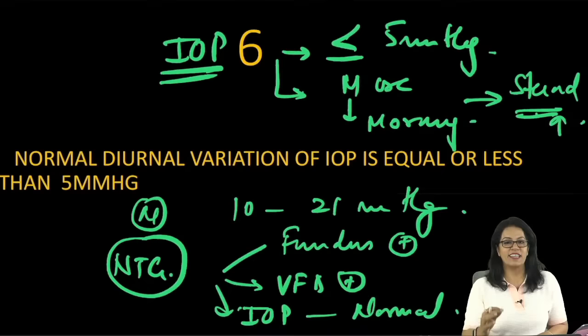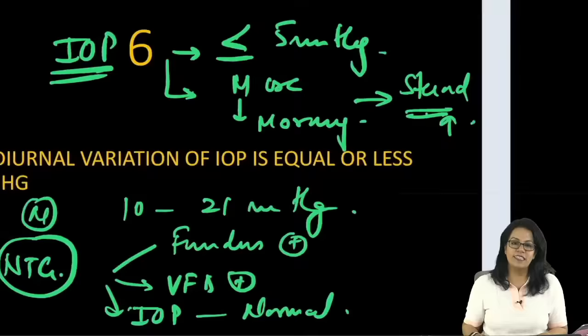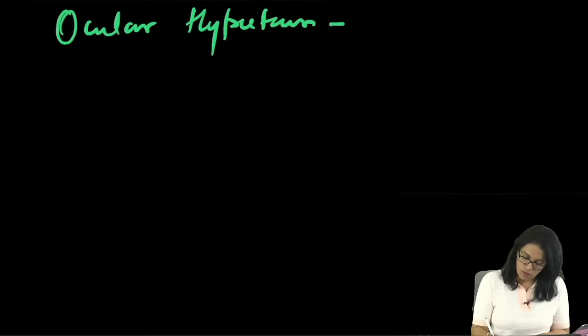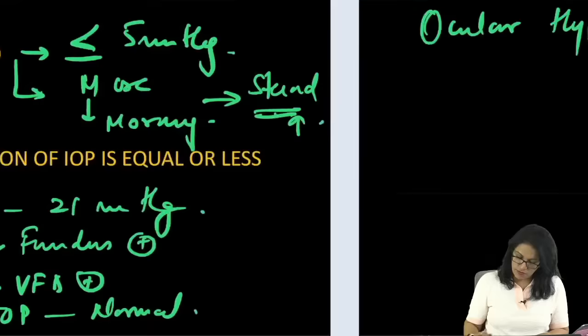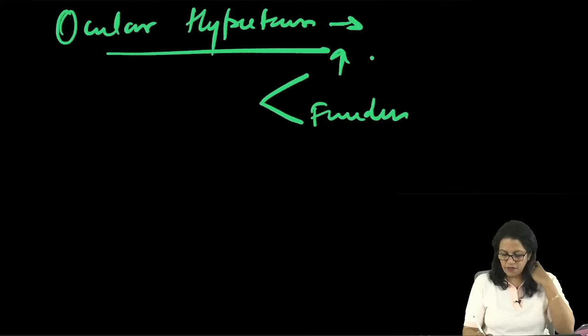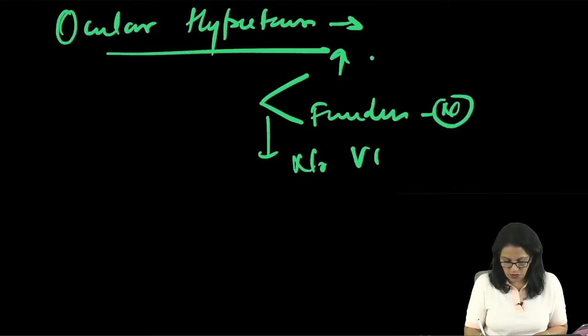And what is the opposite of NTG? Ye bhi discuss kar lo. It is ocular hypertension, where now the pressures are more. Here the pressure was normal. Here the pressures are more, but there is no damage. Means rest, everything is normal, no fundus changes and no field defect. So that is normal. Fundus is normal and no visual field defect.